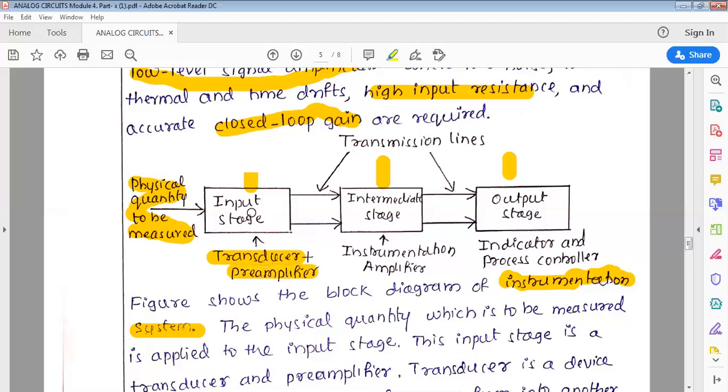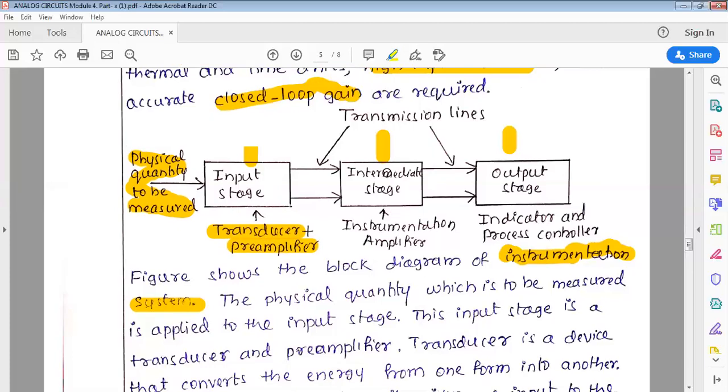And the output of this input stage is given to the intermediate stage. Basically this intermediate stage consists of the instrumentation amplifier. And the output of this is given to the last stage, that is the output stage. And this stage basically consists of indicators and process controller. Now the different blocks are connected with these lines, as you can see here. And these connecting lines are called transmission lines.